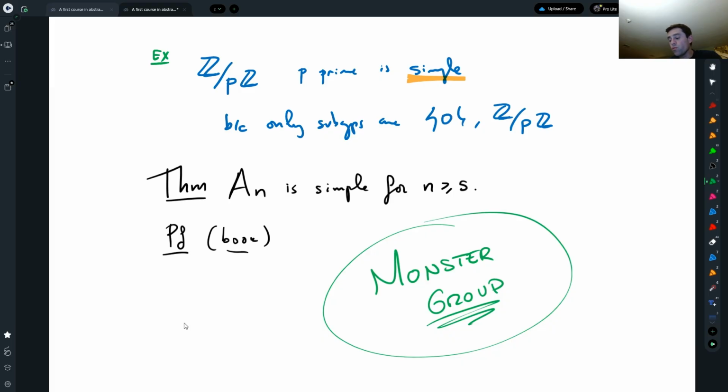It has connections with all sorts of other areas, like number theory and complex analysis, and it's a very, very interesting subject on its own. Okay, so I'll stop there, and next time we're going to talk about homomorphisms.